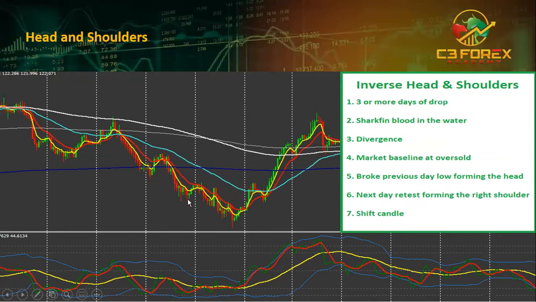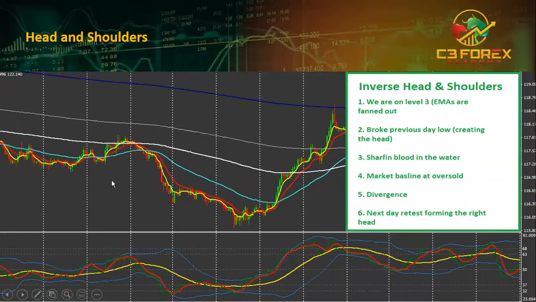Price came down, gave you your left shoulder, broke the low of your left shoulder, giving you your head, pulled back, came back down to retest, did not break the low of this peak down here, giving you your right shoulder, and got out of here. You have your left shoulder, head, right shoulder, affirmed by the TDI.